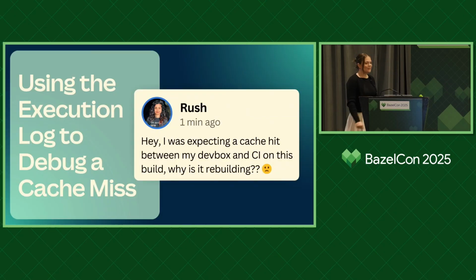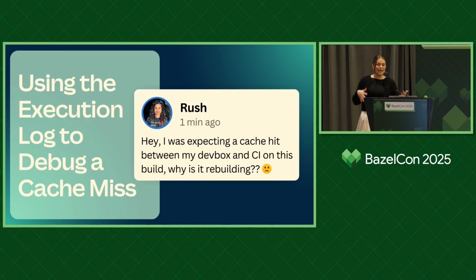So let's take a look at putting the exec log to the test. As a DevX engineer, we often get questions from other engineers like, why did I get a cache hit here, but not there? And this one from Rush is a perfect example. Hey, I was expecting a cache hit between my dev box and CI on this build. Why is it rebuilding? Now, that is a reasonable question because at Canva, our RBE cluster is shared between CI and our cloud-based dev environments. So if the inputs are identical, we should be seeing a cache hit.